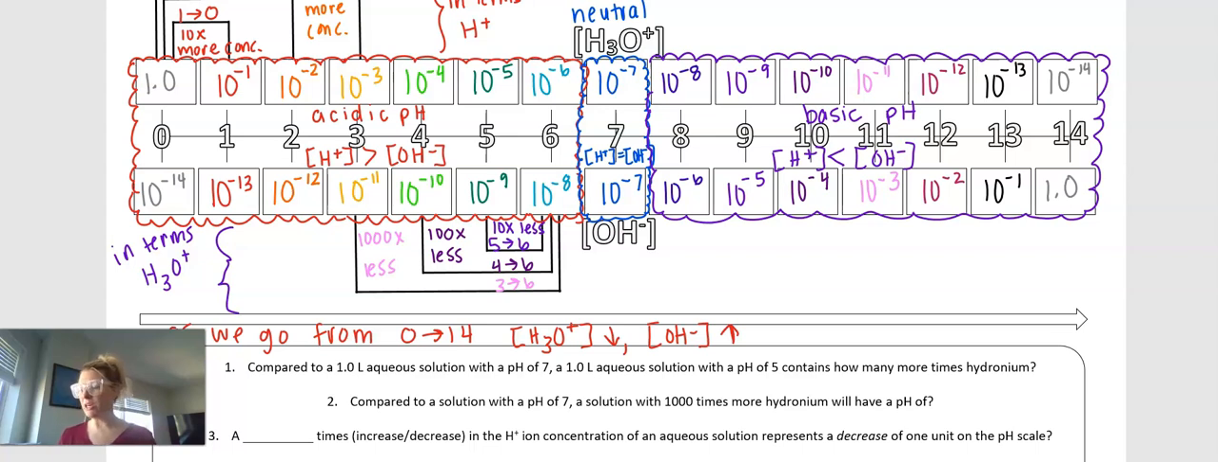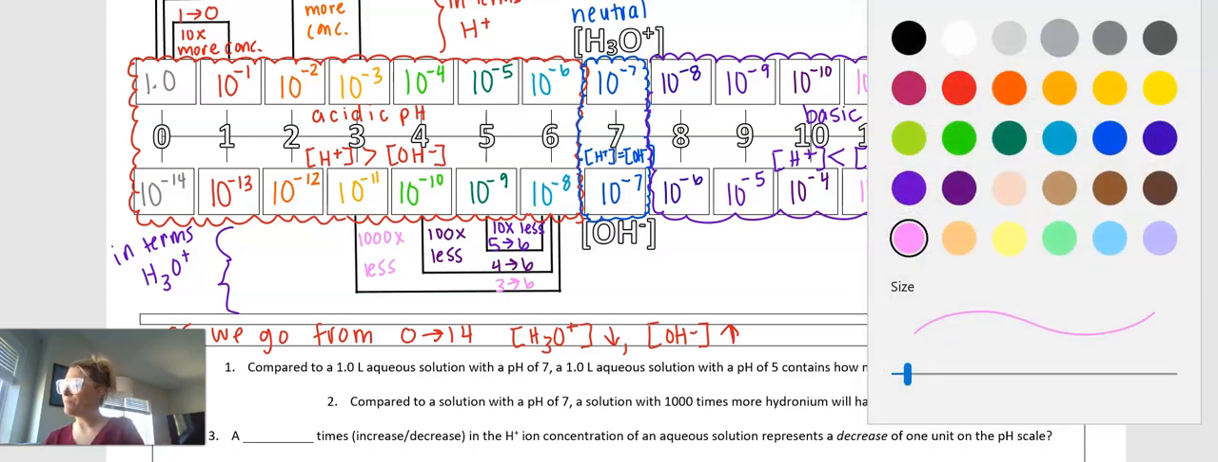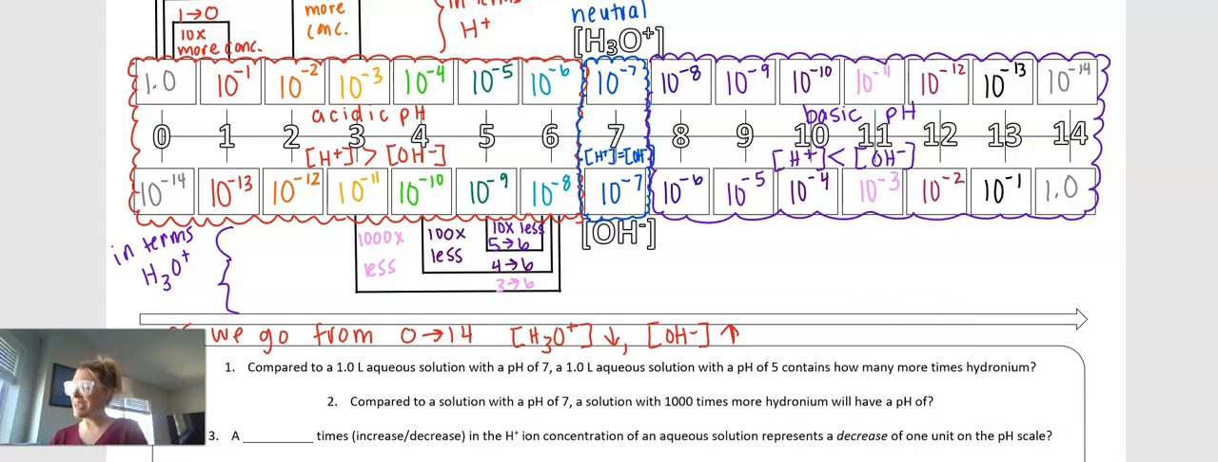Compared to a 1 liter aqueous solution with a pH of 7, a 1 liter aqueous solution with a pH of 5 contains how many more times hydronium? Okay, so a pH of 7 going to a pH of 5. So my difference is 7 to 5 is 2 pH values, which means that I am going to have 100 times more hydronium. Okay.